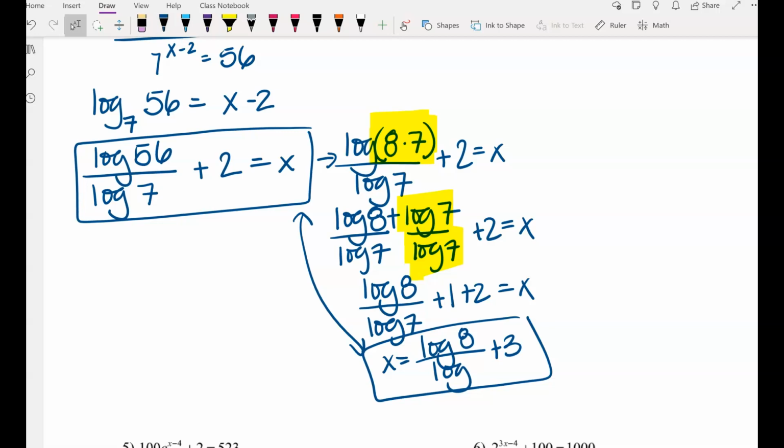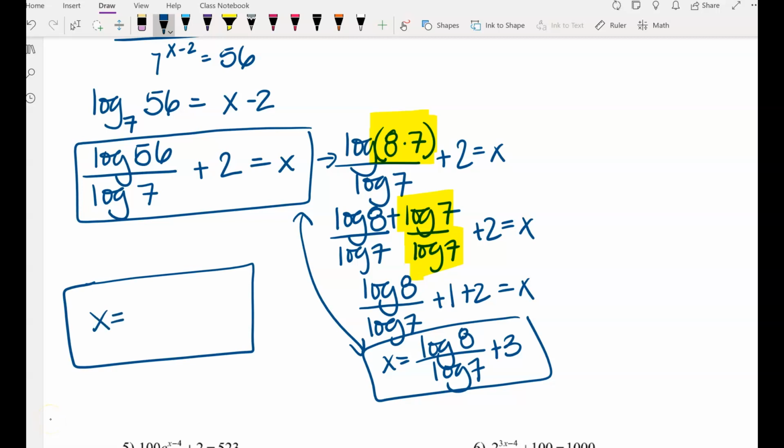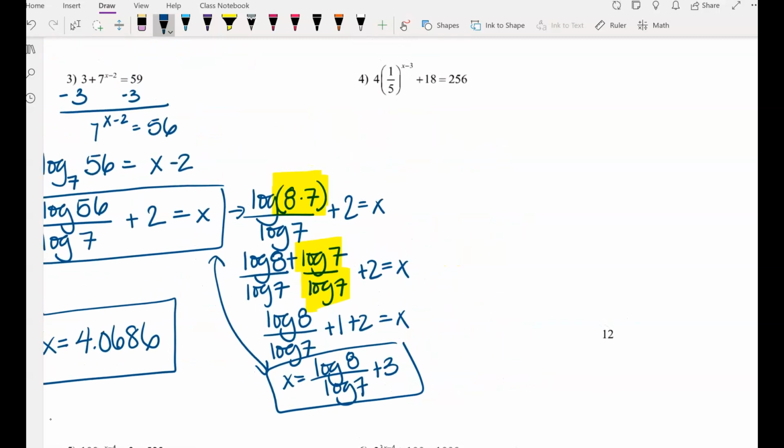Now go out and take your calculator for me, and you can use either one. Oops, and I forgot log 7. Ooh, I keep forgetting that. Okay, either exact answer. Punch it in, round it to 4 decimal places, and let me know what you end up with. Hopefully you guys got x equals 4.0686. All right, guys, let's move on to the next example.